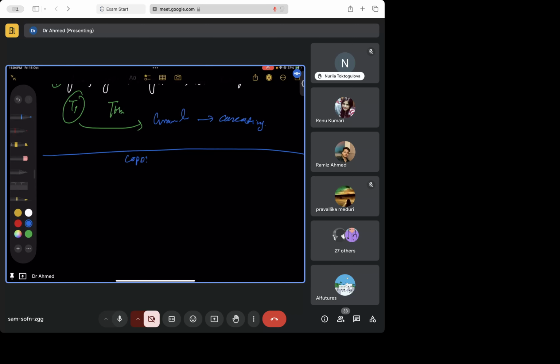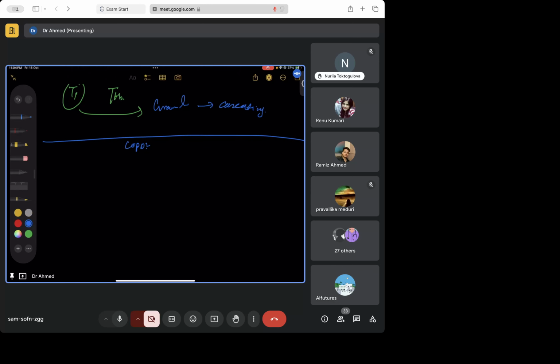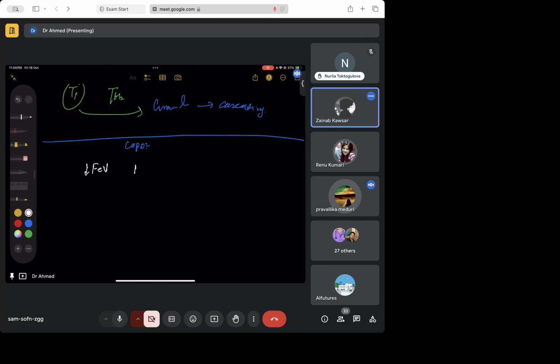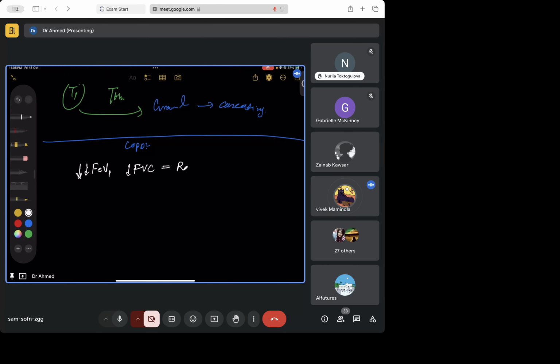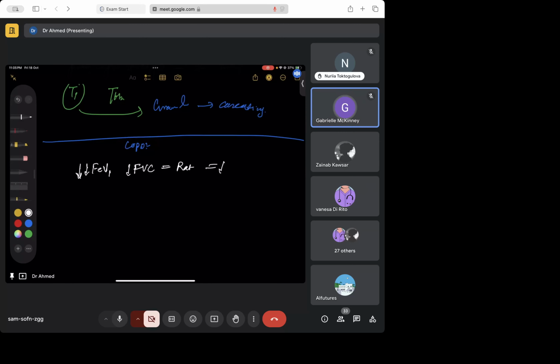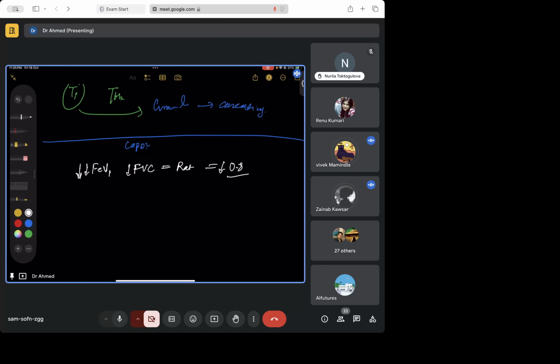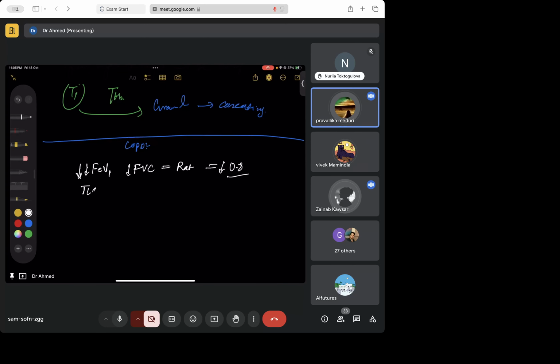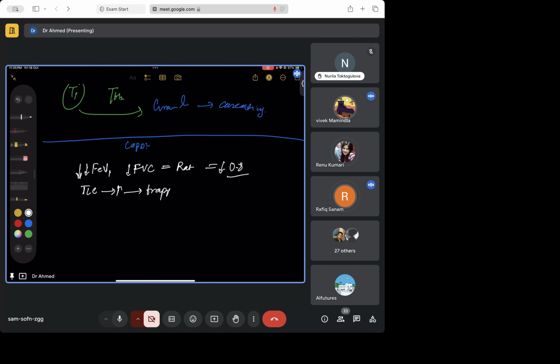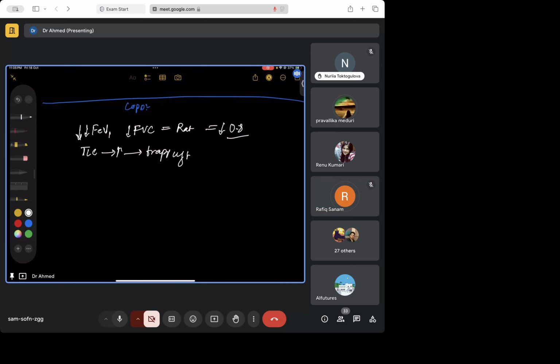COPD, chronic obstructive pulmonary disease. So you guys are going to tell me what happens to FEV1. Decrease. What happens to FVC? Decrease. Which one is decreased more? FEV1. Okay, what happens to their ratio? Decrease, less than 0.8. Yes. Okay, so what happens to the total lung capacity? Increased. Why? Because of air trapping. Perfect.